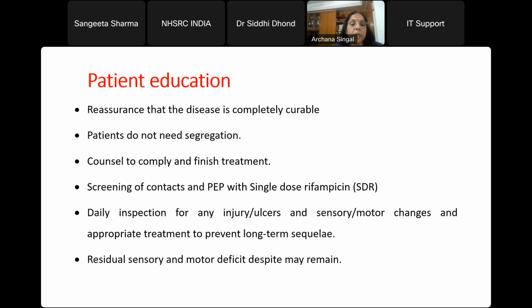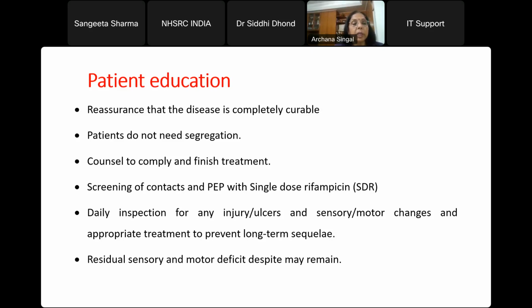So patient education is very important. Many times, they hear it is leprosy, and they are very scared. So reassure that the disease is completely curable. This can be done in the dispensary or in your clinic. They do not need segregation. I always tell that I'm seeing these patients for 30 years and I touch them, I do not get the disease because leprosy is a disease of very low infectivity as in contrast to tuberculosis. Counsel the patient to treat and finish treatment. Counsel the patient that they can stay at home.